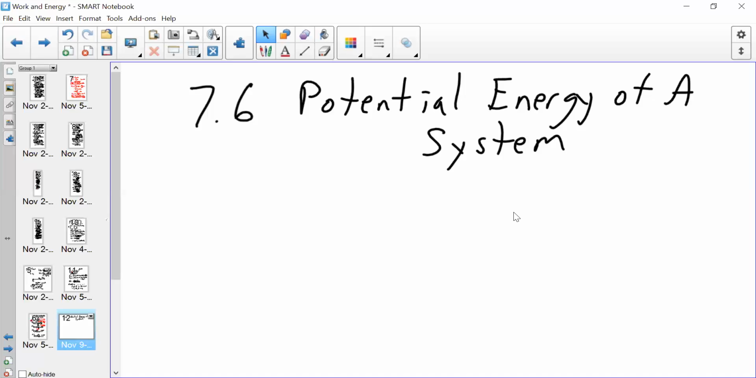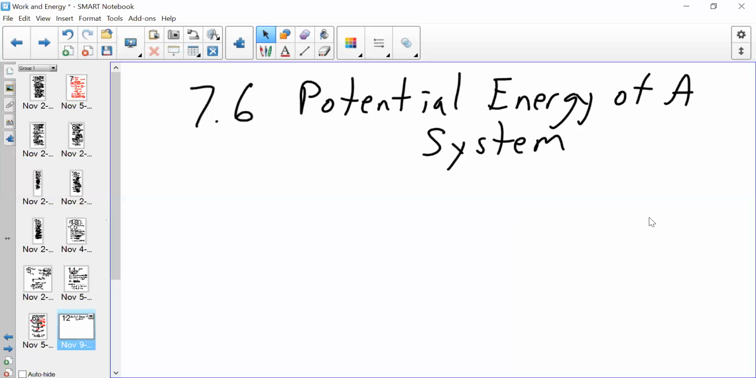Okay. Should be at 7.6. So always read the sections, read through all the examples, just get as much understanding as you can. But what I like to do is take the sections and make them as simple as possible.